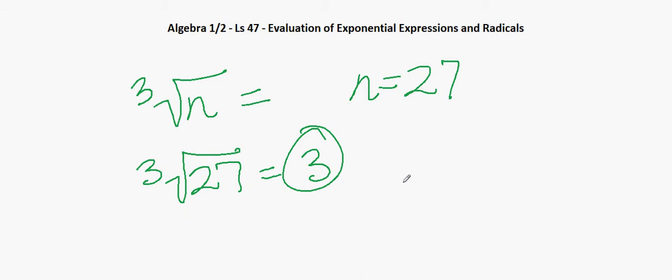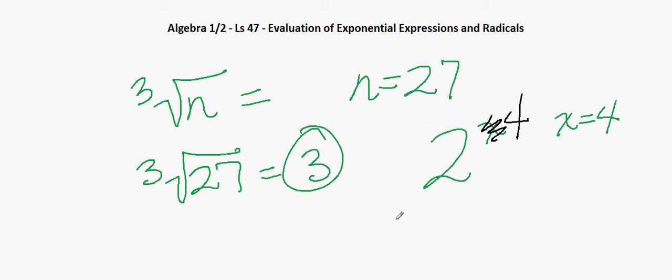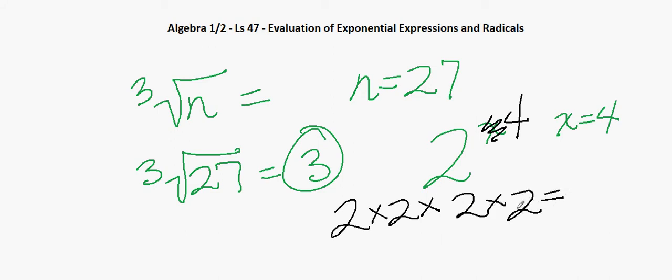Practice problem A, take a look. 2 to the x. If x is, what does it say? 4. I write on my notes 2 to the 4, and then I type in my calculator 2 times itself as a factor 4 times. 4 times 2 is 8 times 2 is 16, right?